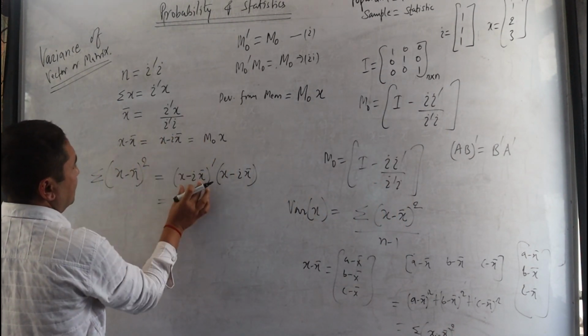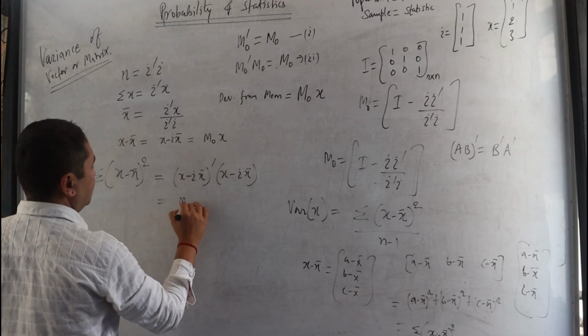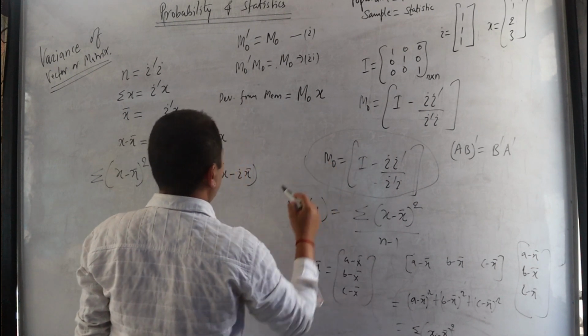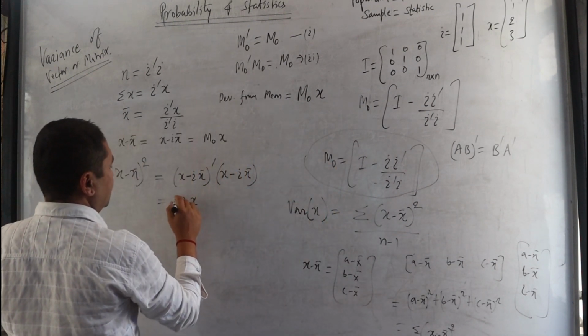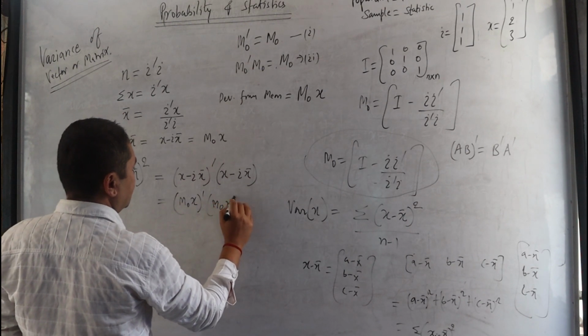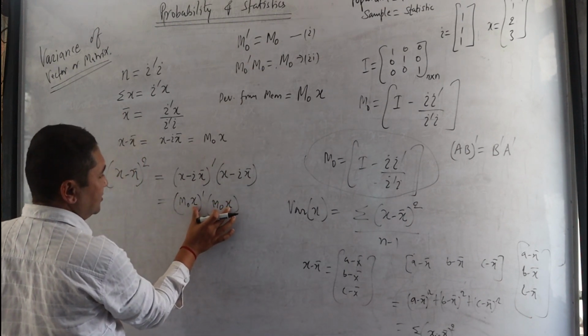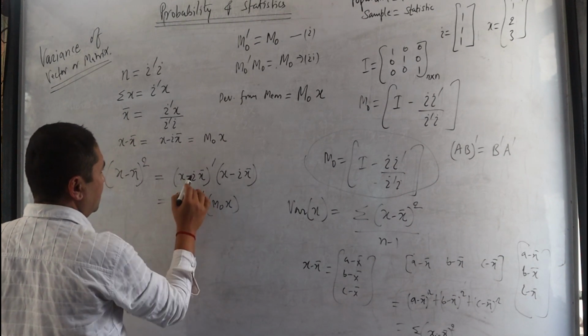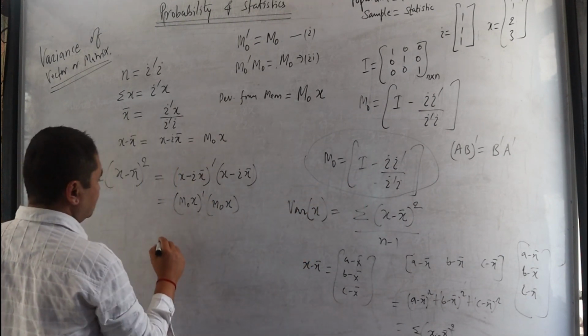Now we can replace this with this result, M0x, where M0 equals this matrix over here and its transpose divided, and again into M0x. Here x is the column vector, and M0 is the n into n matrix, which we can calculate using this formula.